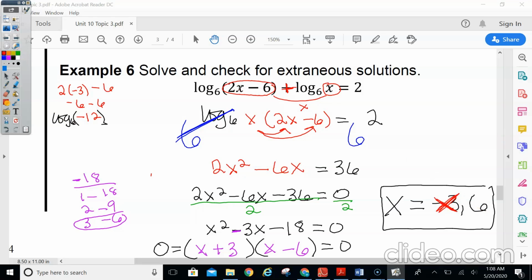If I plug in positive 6, 2 times 6 is 12, and then minus 6 is positive 6, so this one's okay. Log base 6 of 6 is okay. But I gotta check this one as well. If I plug it in here, well, that's just x, so that's just going to be log base 6 of 6, which is okay as well. So I have 2 of them, so the whole answer ends up checking out. So this is the only answer. The negative 3 gets thrown out. You don't actually have to show the work for checking, but make sure you do check to make sure that you don't get negatives inside the log.